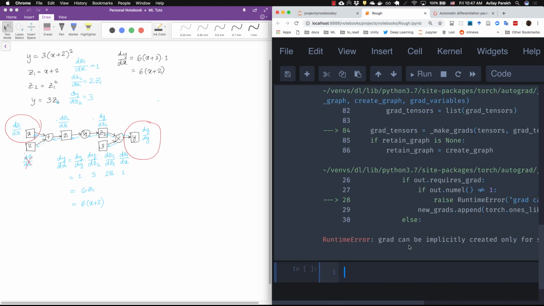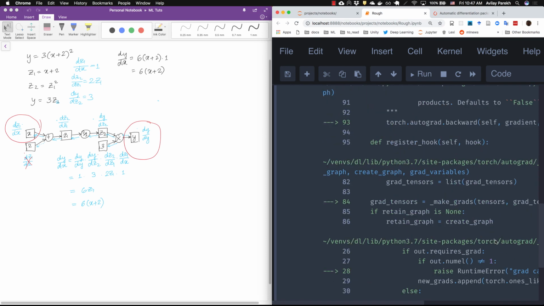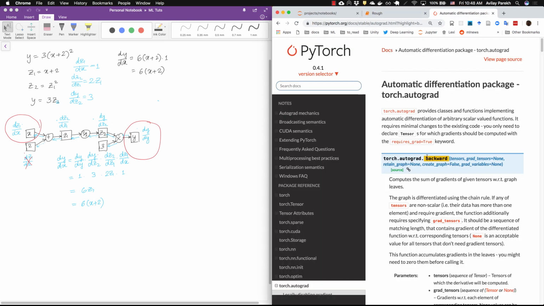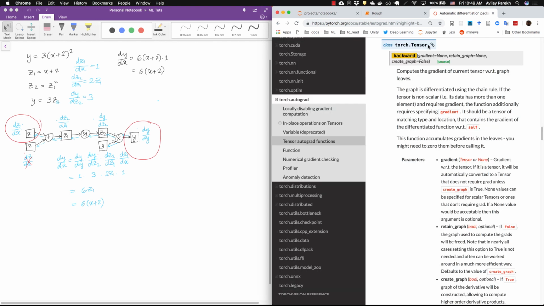What the error says is grad can be implicitly created only, and it's getting cut off, but what it's saying is only for scalars. To understand what this means, let's go to the documentation of backward. Here we're looking at the documentation of torch.Tensor.backward. Look at the first parameter. It says gradient equals None, and it's saying gradient with respect to the tensor.